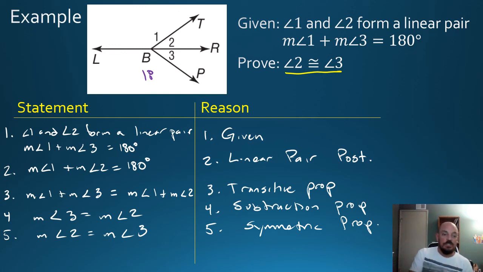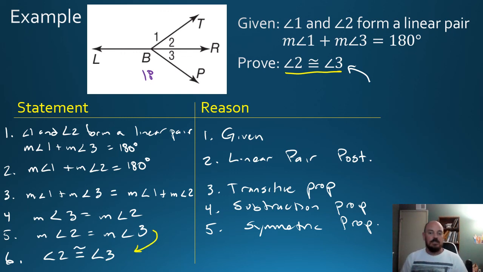Okay, there's only one more step. What we have is measures equal, but remember if you look up here, we don't want to say the measures are equal, we want to say the angles are congruent. We want to say angle 2 is congruent to angle 3. Now remember what I told you guys, anytime you're saying, okay, if the measures are equal, then the angles are congruent, or backwards, if the angles are congruent, then the measures are equal, that's the definition of congruence. And that's our last reason.